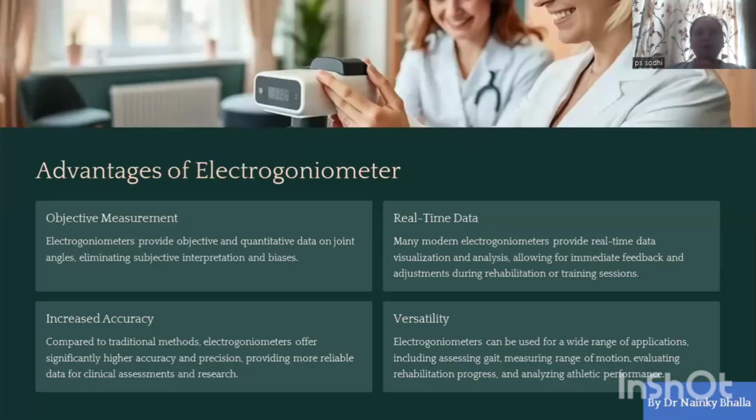Fine. So the advantage of using this electrogoniometer is that it is objective. We are able to get the joint angles, and we are able to objectify and quantify our data. It is a real-time display. The person can correct himself along with this data itself. It is accurate, and it is versatile, so we can use it in various rehabilitation settings and in the analysis of sports performance. Fine.